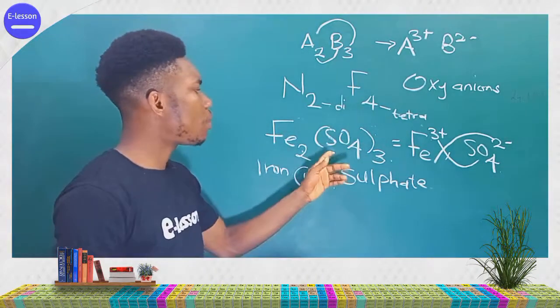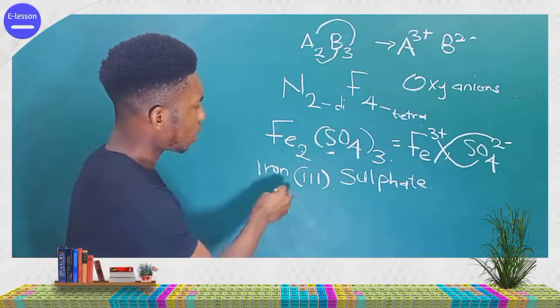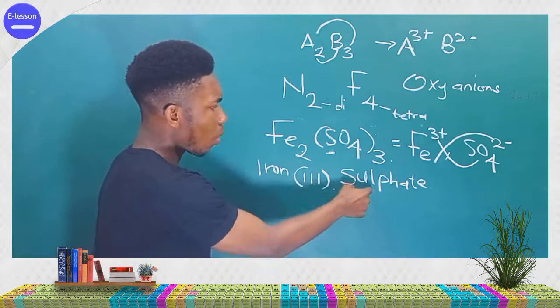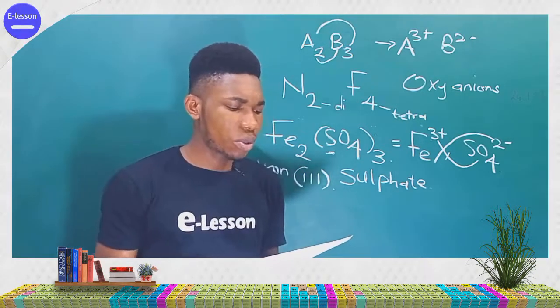Now, if oxygen is bonded with carbon here, it becomes carbonate. If oxygen is bonded with nitrogen here, it becomes what? Nitrate. So the name of this compound is what? Iron trisulfate. So that is the correct answer to that question, and that is option C.